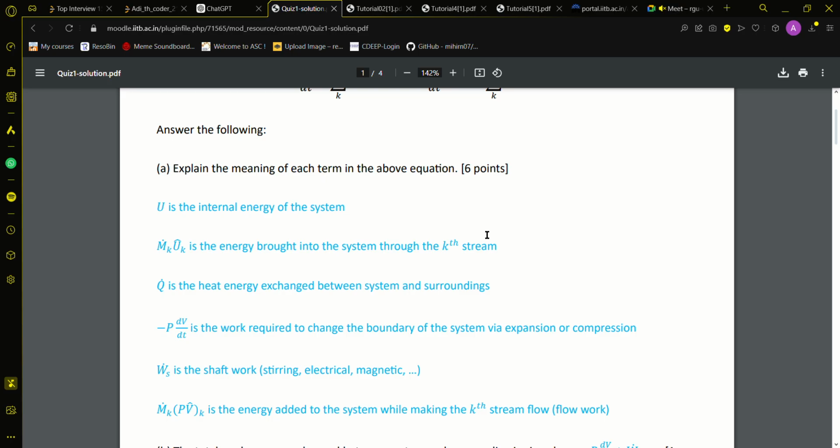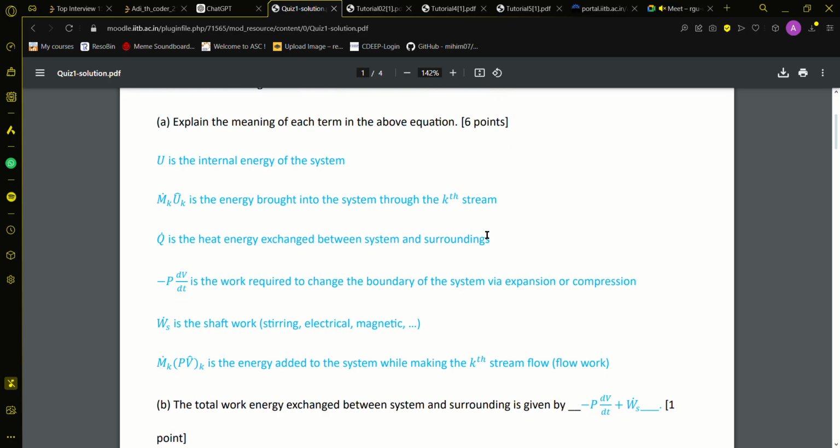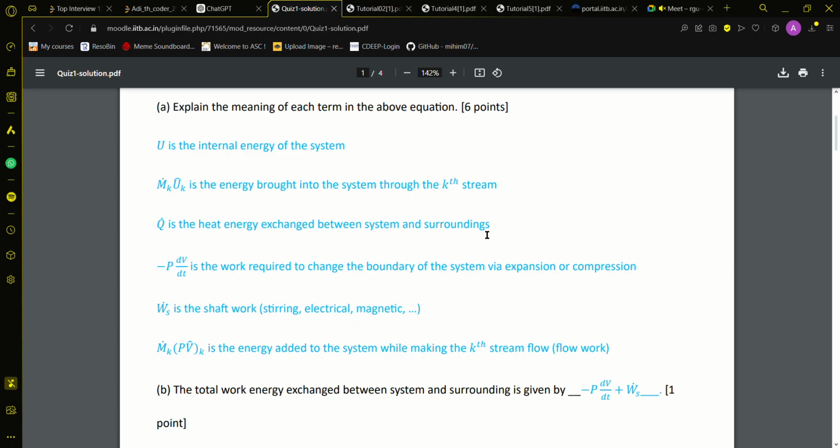And the final term is the sum of m dot k P V cap k. So this is the energy added to the system while making the kth stream flow. This is basically the flow work. So now the next question that we have is the total work energy exchange between the system and the surroundings is given by.